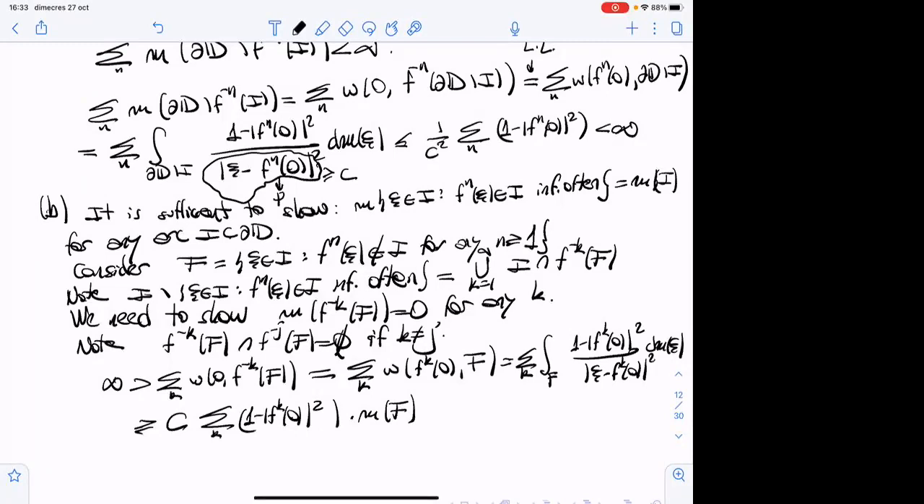Okay, so we have this estimate, but remember the assumption was that the iterates of the orbit do not satisfy the Blaschke condition. So the assumption is that this sum is infinite. So the only way this could be finite is that the measure of F was equal to 0, okay? Because this is infinite, right? So by assumption, this is infinite. So this implies the measure of F equal to 0.